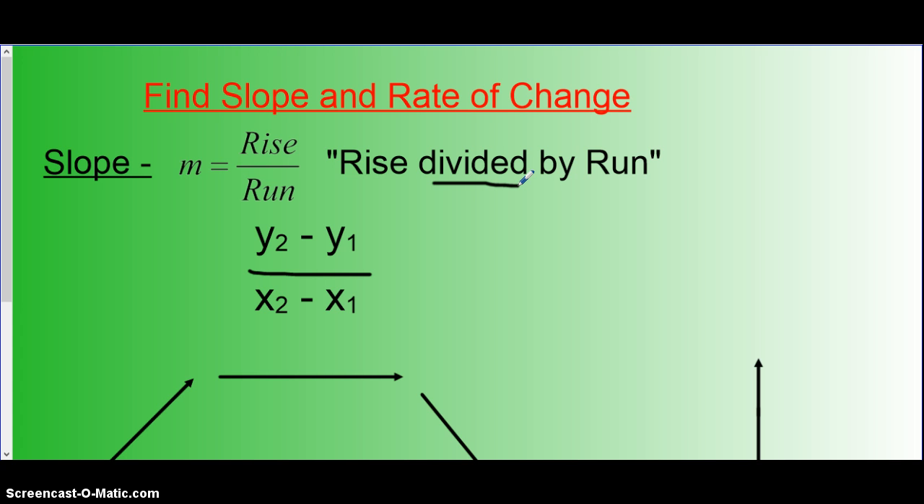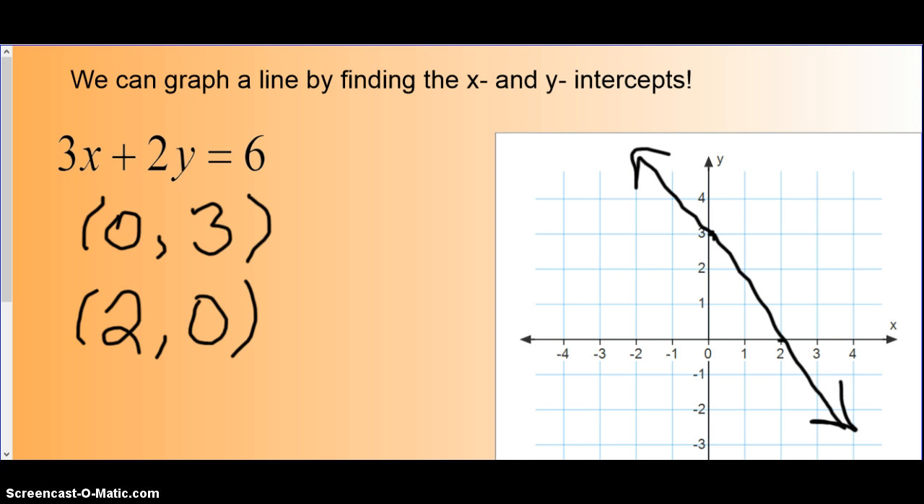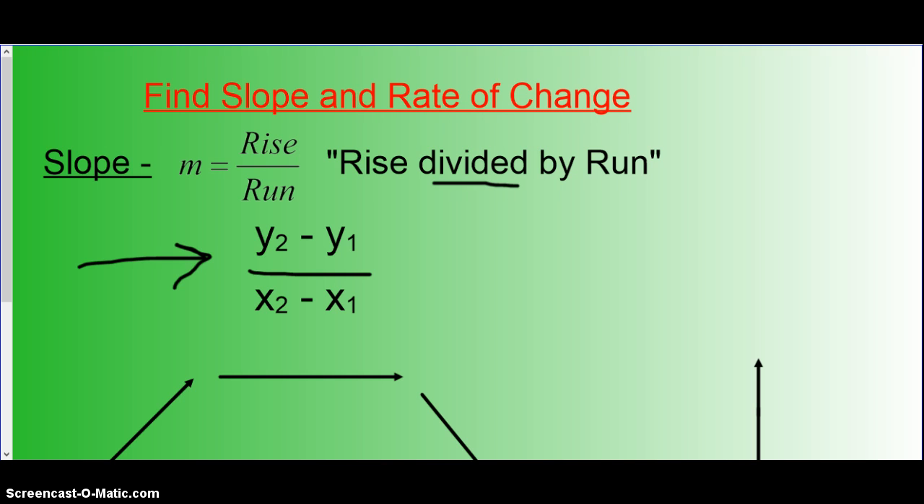So slope is equal to rise divided by run. And this is actually the equation for slope, how you actually find that. Now in our last problem, and I'm just going to go back real quick here so you can see it, we had these 2 points on our line. We had (0, 3) and (2, 0).